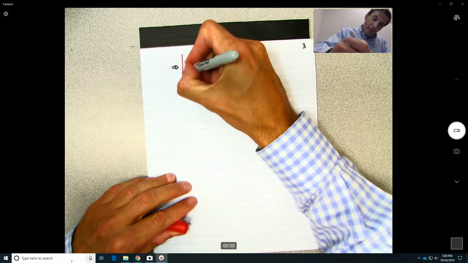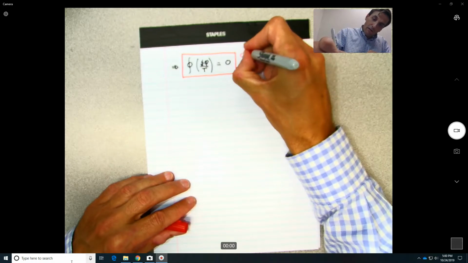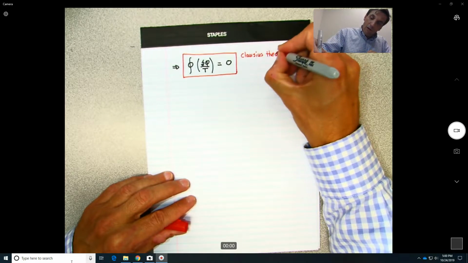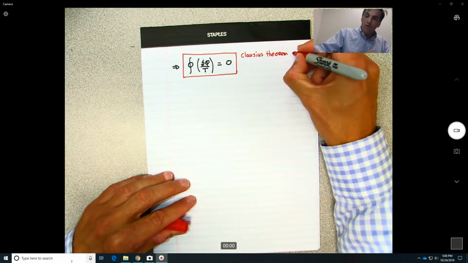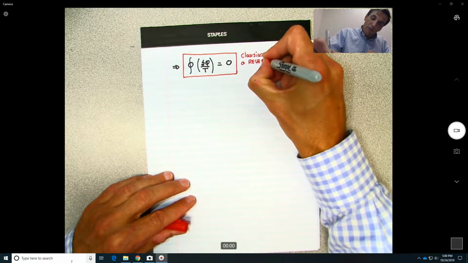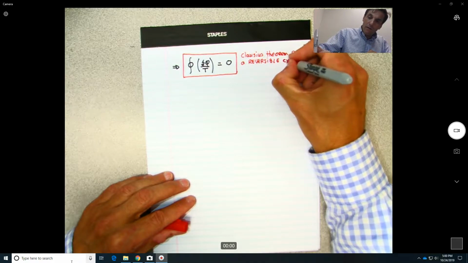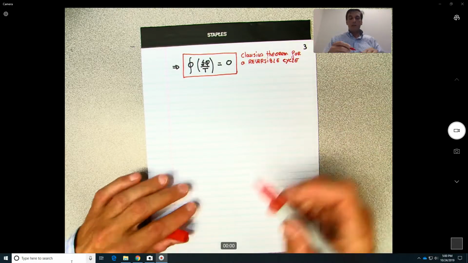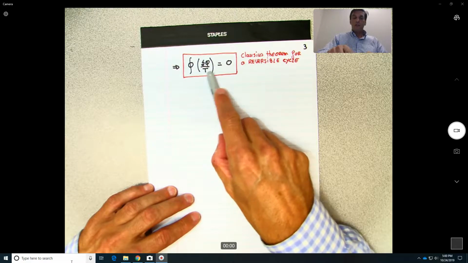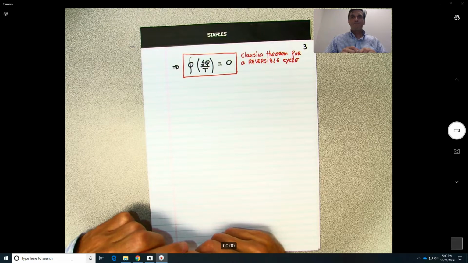So basically, the Clausius theorem for a reversible cycle says that if the system is reversible, once you add all the ratios of delta Q over T, they should all be equal to 0. Okay?